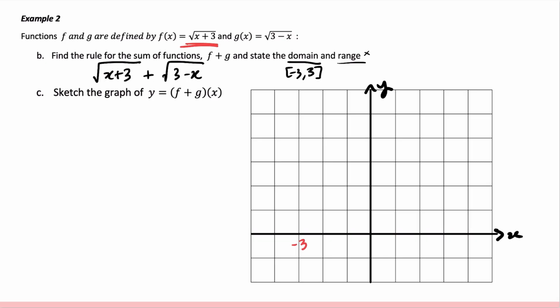I'm also going to find the y-intercept. So when x is 0, y is going to be √3. √3 is just a little bit under 2. So you should look something like this.